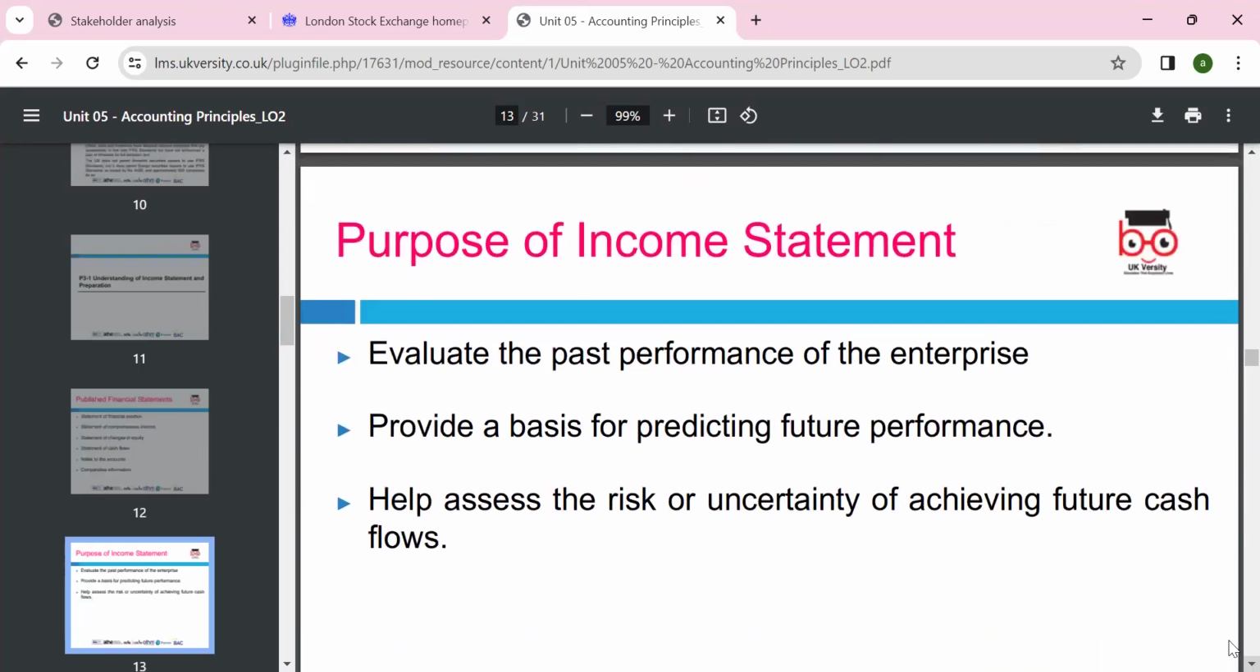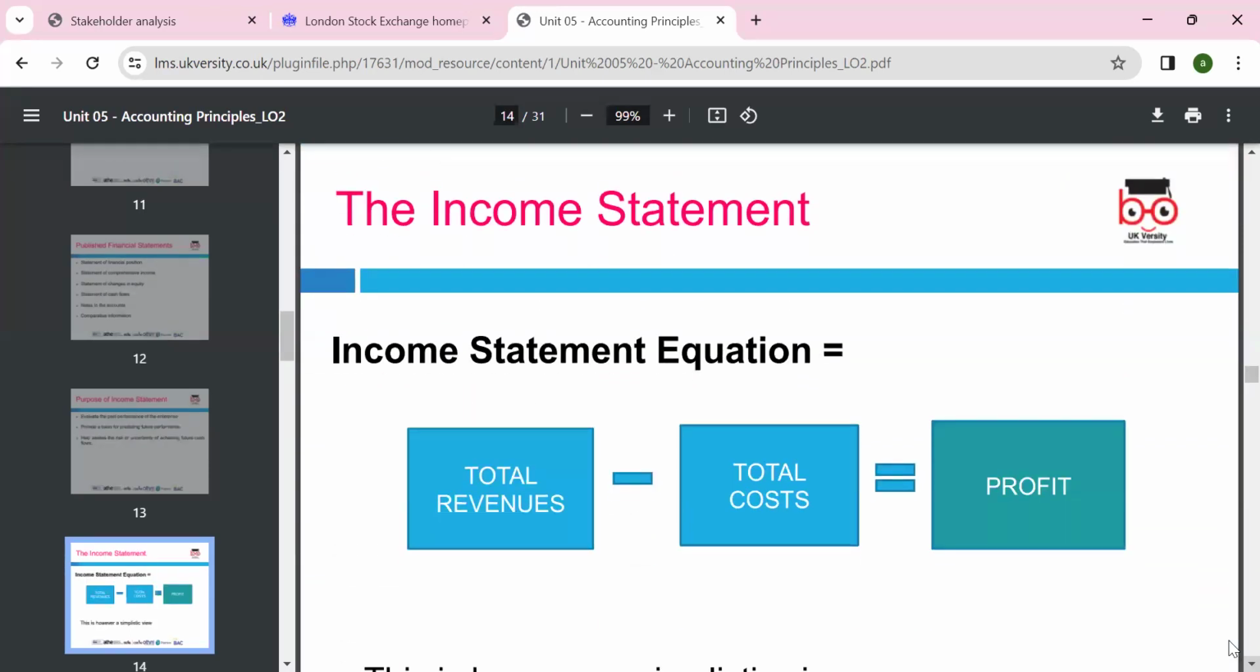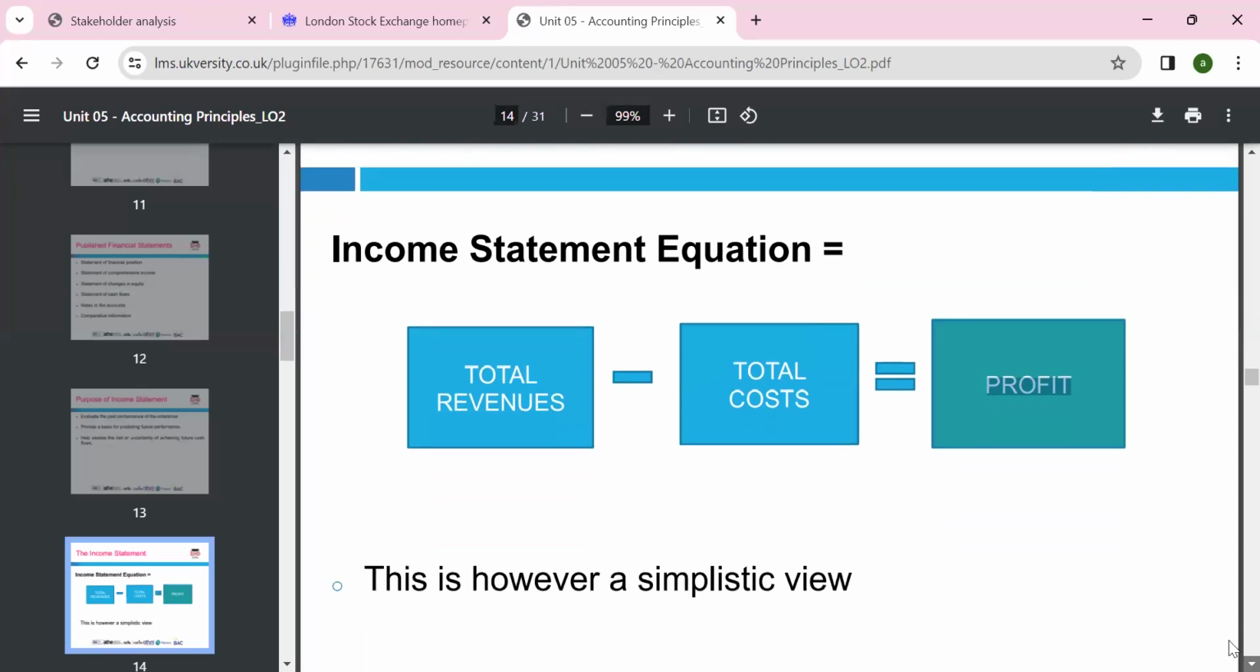For the purpose of financial statements, we can measure the past performance of the company. We predict the future performance, and it helps to measure the risk and uncertainty about the cash flow, where the money will come from. If we have a shortfall in the balance, what will happen? The income statement shows total revenue. Revenue means the total worth of the sales you have. Revenue minus cost is equal to profit. That's the simple formula. Then we pay tax on it.